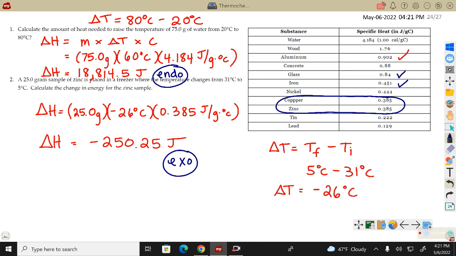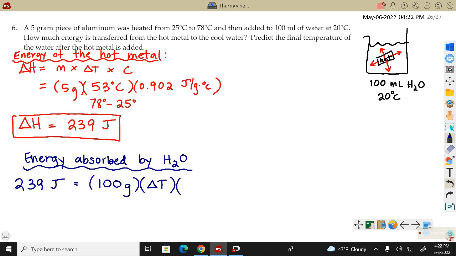So we go back to our table, and we're going to use this first one, the 4.184 joules per gram degrees Celsius. And all we've got to do is solve for our temperature change. So we do a little algebra: 239 divided by 100 divided by the 4.184. And we got it.